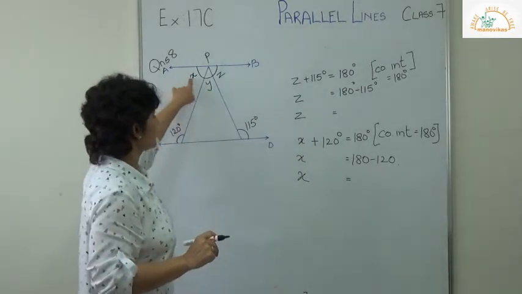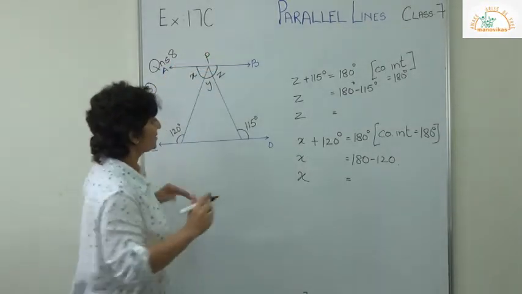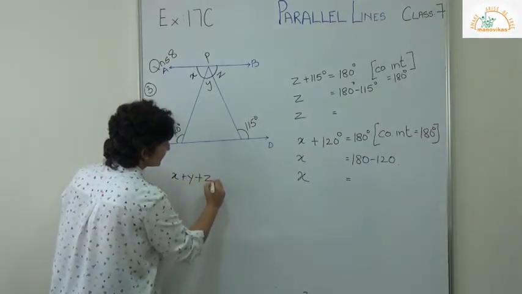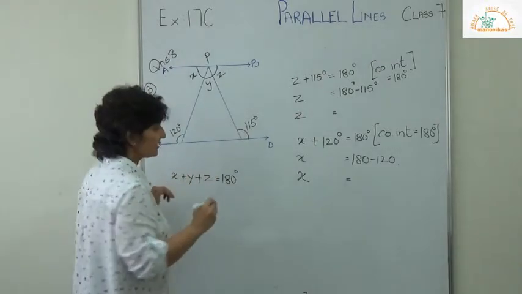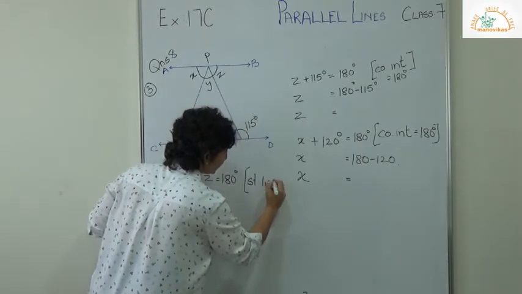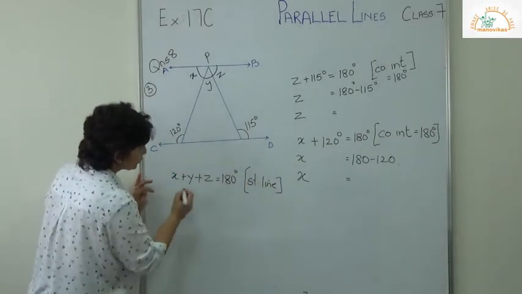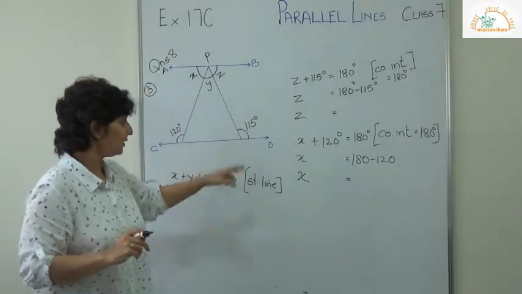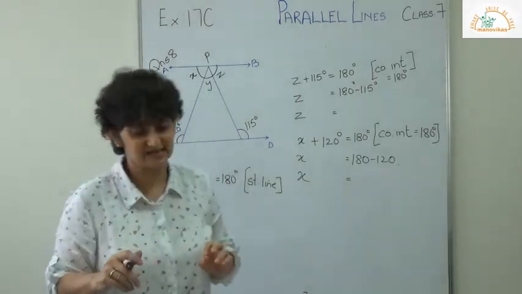Now that you know x, you know z. This is your straight line. So you know that x plus y plus z is equal to 180 degrees. What is your reason for this? This is a straight line, isn't it? So now you know the reason, so you know how to find out. Correct? So this is how you are going to find out your angle. Is that clear? Now let's move on to the next question.